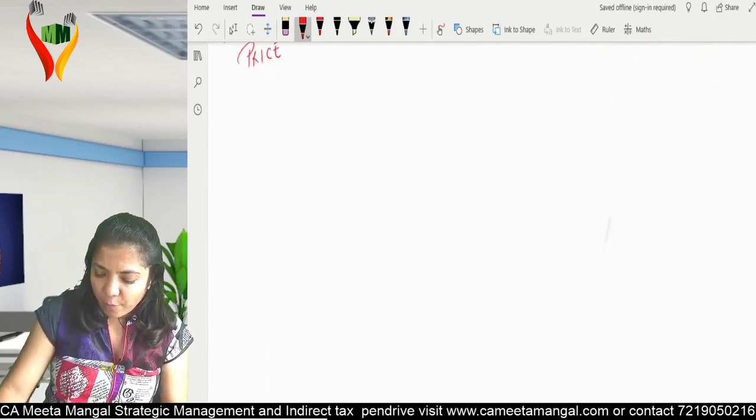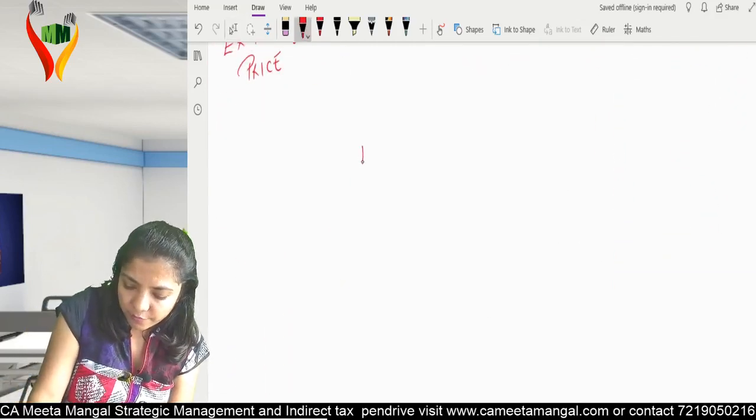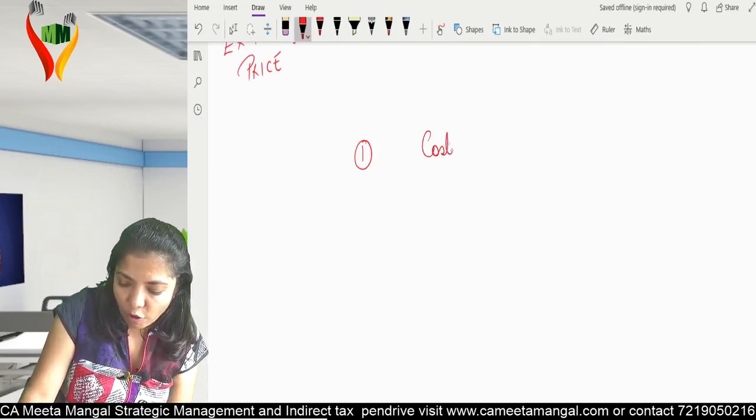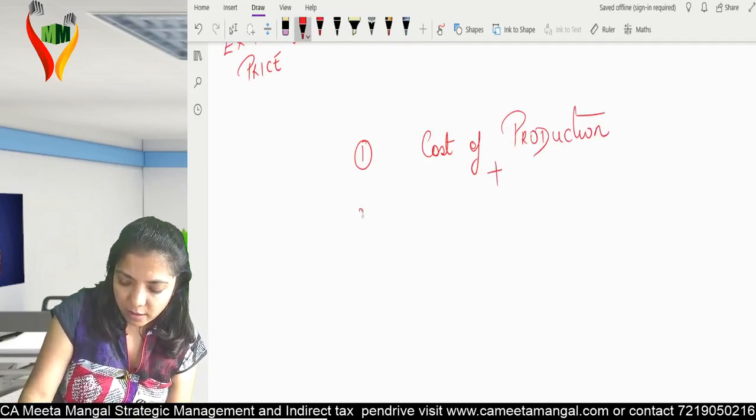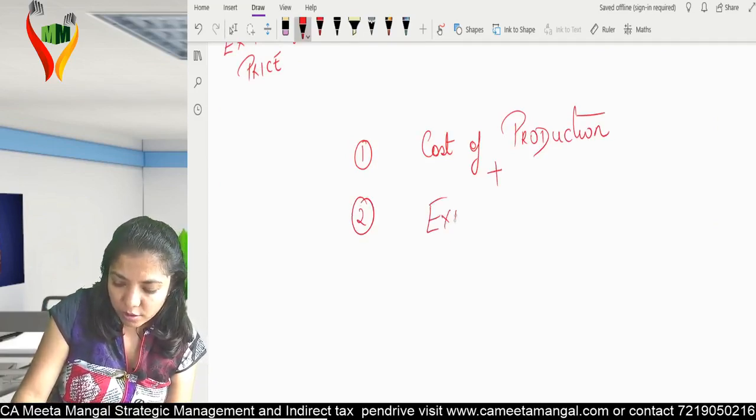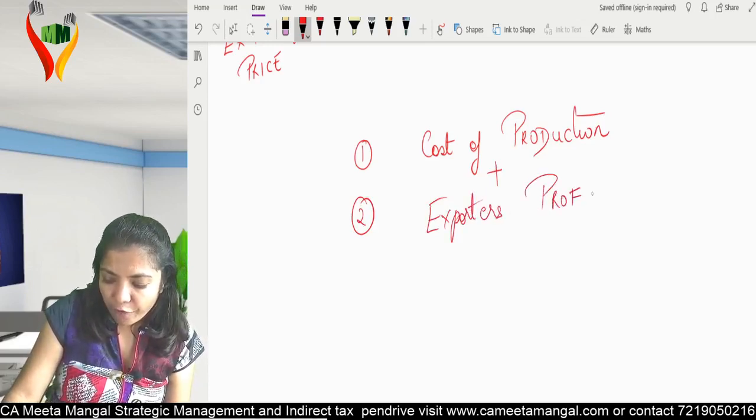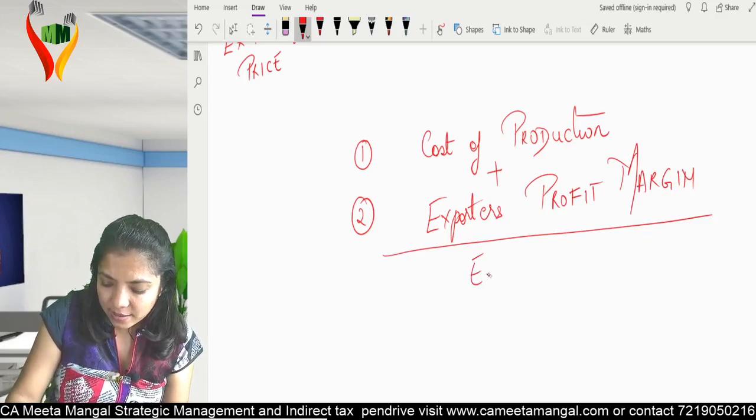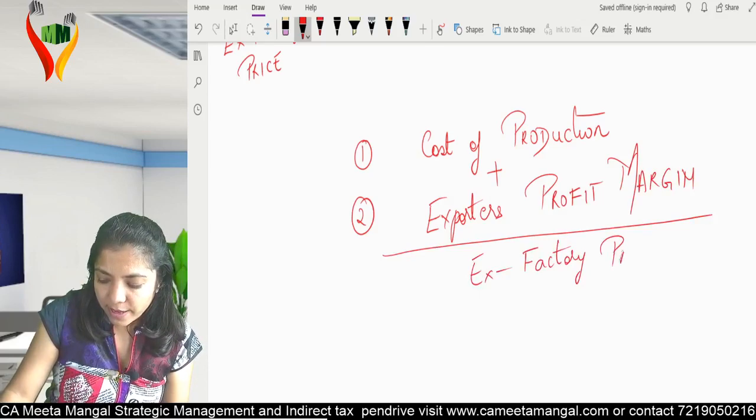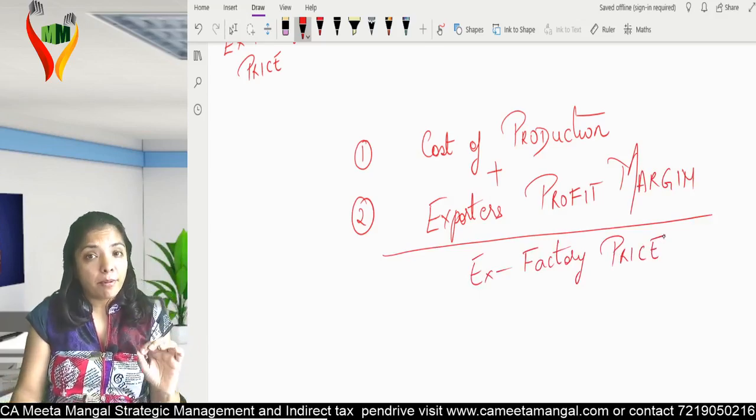If I keep on writing over here, first cost of production plus second the exporter's profit margin together brings my ex-factory price. Am I clear till here?